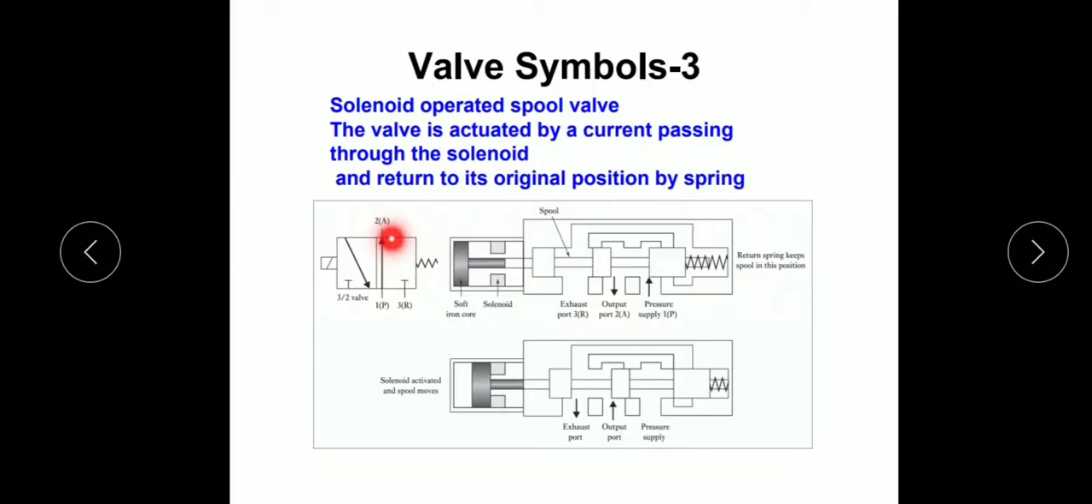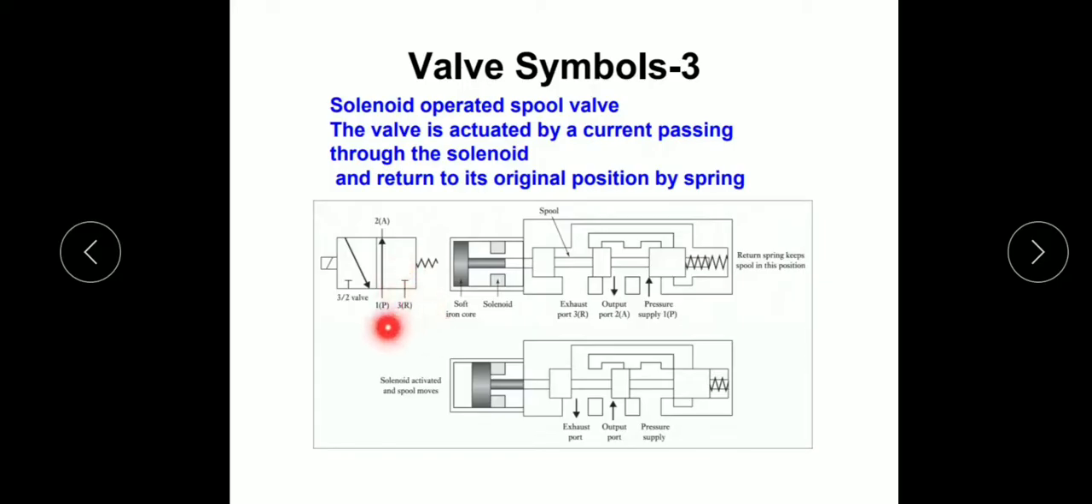A and B are commonly used as output side, and R is the return side for a pneumatic system. You must be very careful that if the letter is R, this is a pneumatic system. If the letter is T, then this will be a hydraulic system. That's the difference. So by looking at the valve, we can identify which system this is.